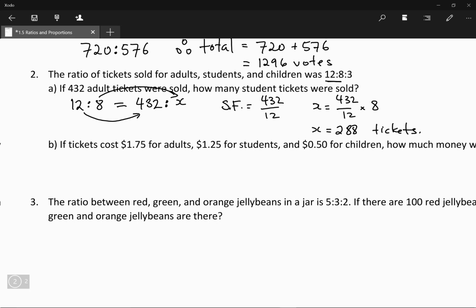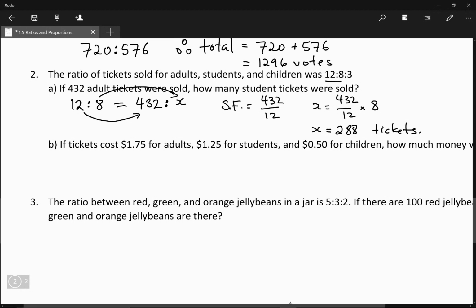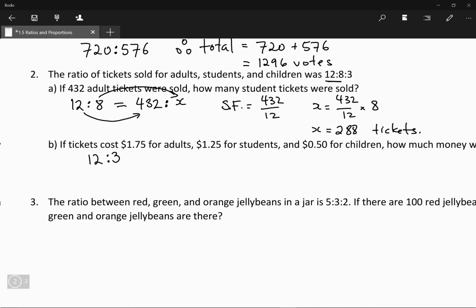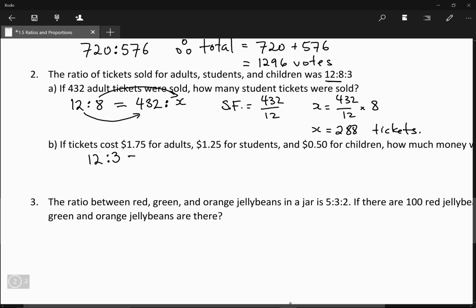Okay, so now let me just have a little technical. Okay, so the ratio we're going to look at is the number of adults to the number of children first, so 12 to 3. And the reason why I'm going to look at this ratio first is I have to know how many tickets were sold for the children. Okay, so this is going to be equal to the 432 adult tickets that were sold in total to the new variable. I'm going to use y. Y represents the number of children.